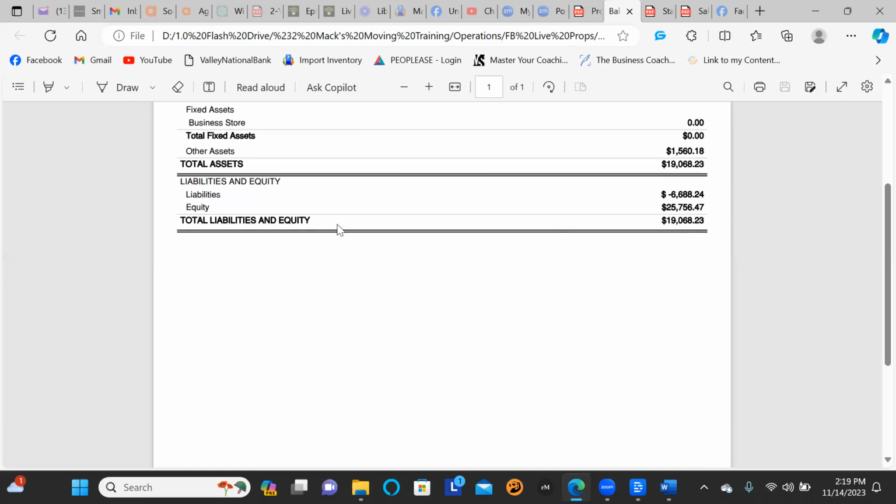And then basically, like I said, your assets and your liabilities should equal out. If it isn't equaled out, then there's an issue in the accounting software. So definitely recommend going with a bookkeeper.